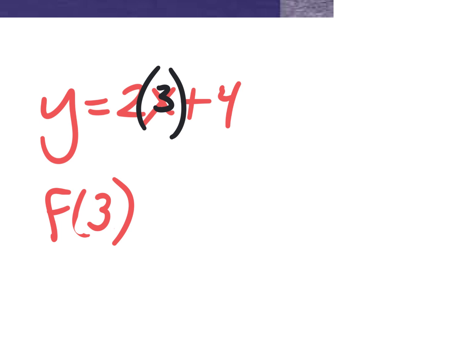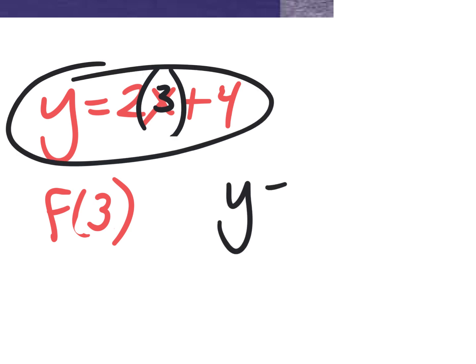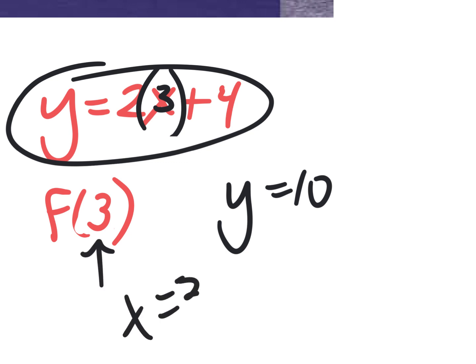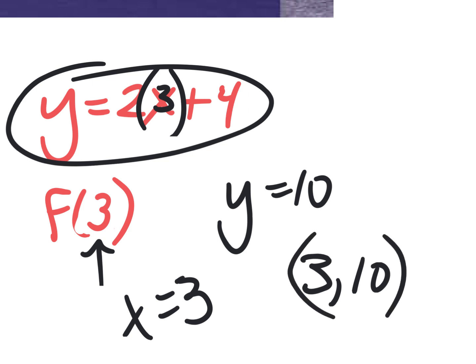3 times 2 is 6, plus 4 is 10. And I just want to write exactly what I had here. Y equals, and I don't have to show all the work for this because I can do that in my head. 2 times 3 is 6, plus 4 is 10. Y equals 10. Well, of course, this was saying x equaled 3. And if I put them together, it's 3 comma 10. Does that make sense to you? X is 3, y is 10.